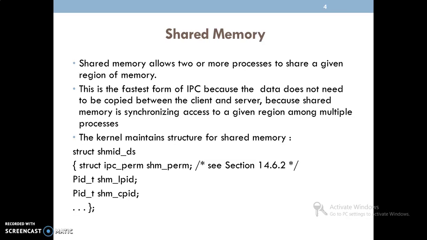Next, the kernel maintains a structure for the shared memory. I think a simple structure has been given here. IPC permission, this is a normal structure. I think we already discussed similar things with respect to message queues and semaphores. Many fields are there, and I have taken two here: last accessed and last created. LPID is nothing but the process that last accessed and the process that last created this shared memory data structure.